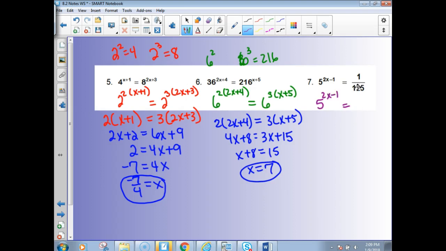Now, I need the reciprocal, but I got to think, what power of 5 gives you 125 to the third? So then we'll just make it 5 to the negative 3 because we need the reciprocal. All right, then we can drop them. 2x minus 1 equals negative 3. 2x equals negative 2, adding 1, and then we get negative 1 for x.